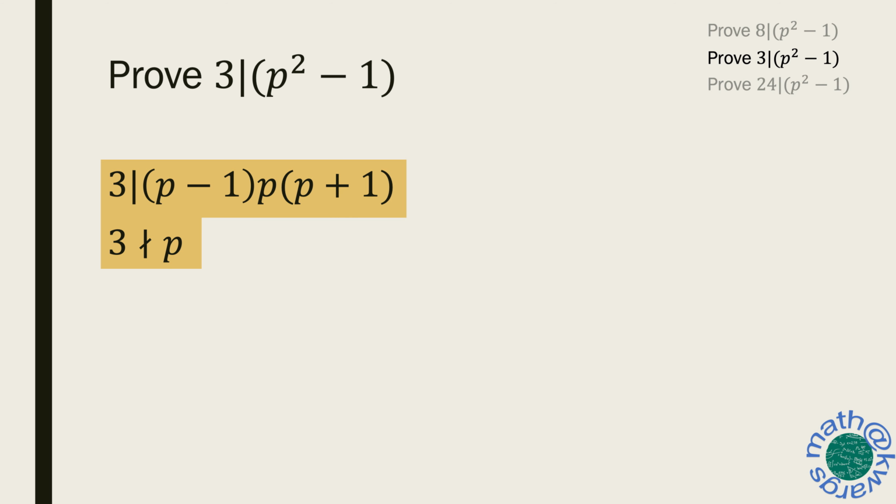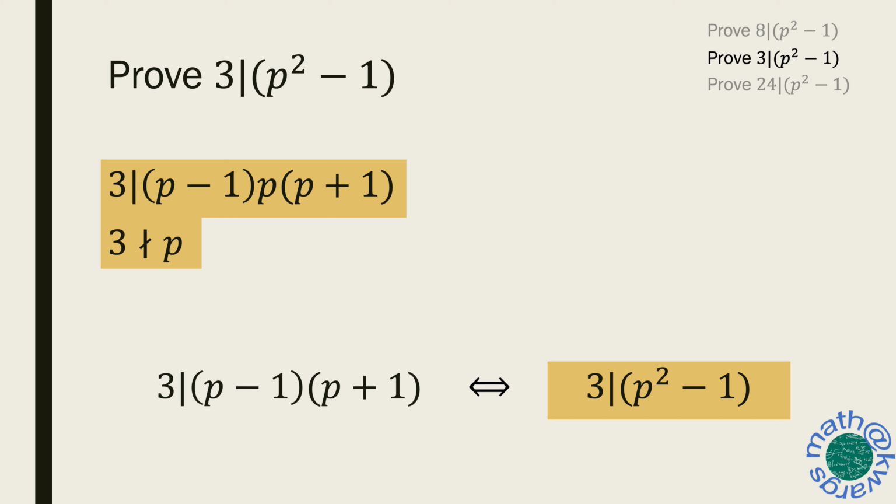Now we know the product of p minus 1, p and p plus 1 is divisible by 3, and p is not divisible by 3. Hence, the product of p minus 1 and p plus 1 is divisible by 3, which is equivalent to p squared minus 1 is divisible by 3. Now we're done with step 2, and let us move on to step 3.